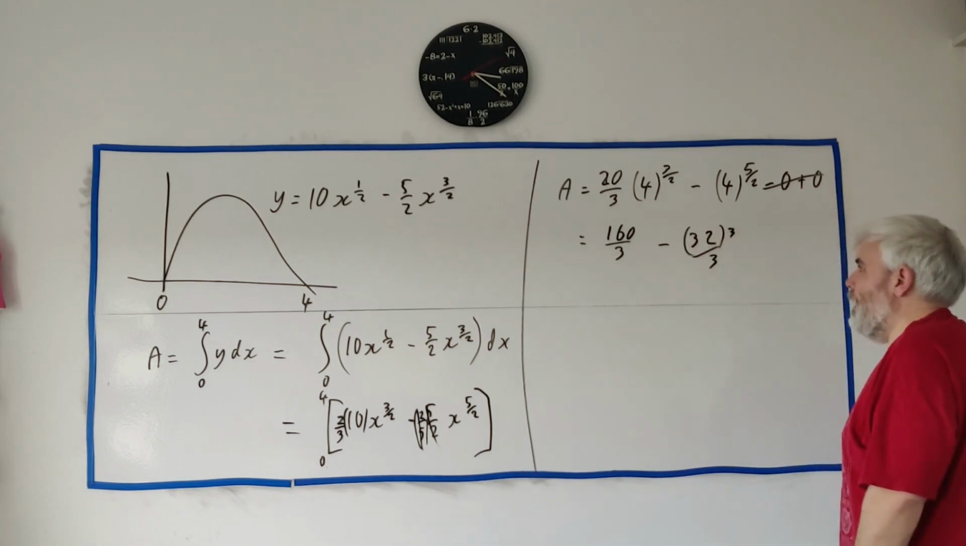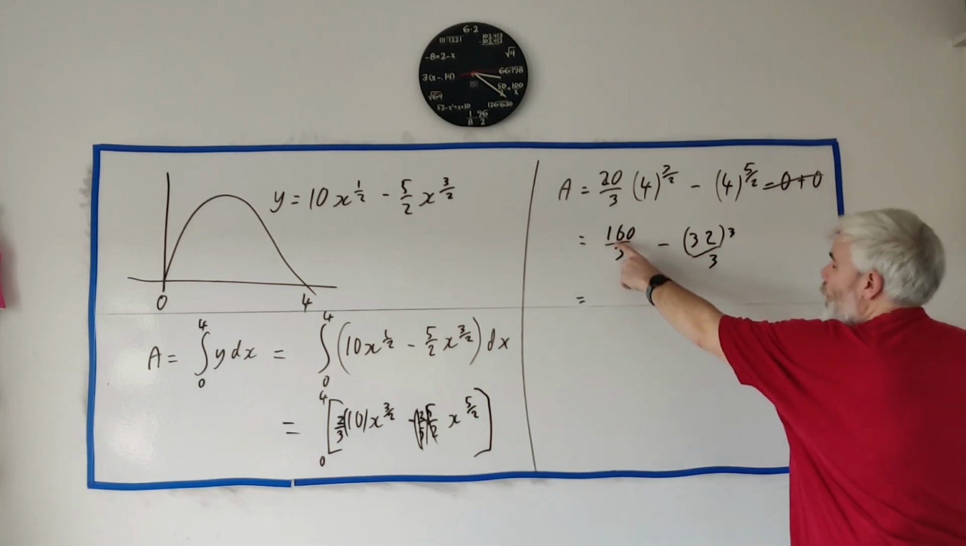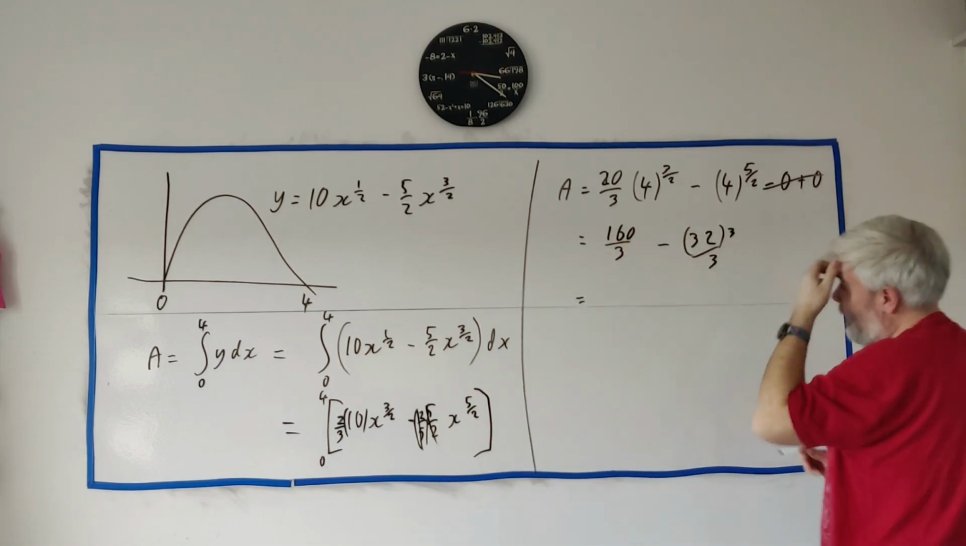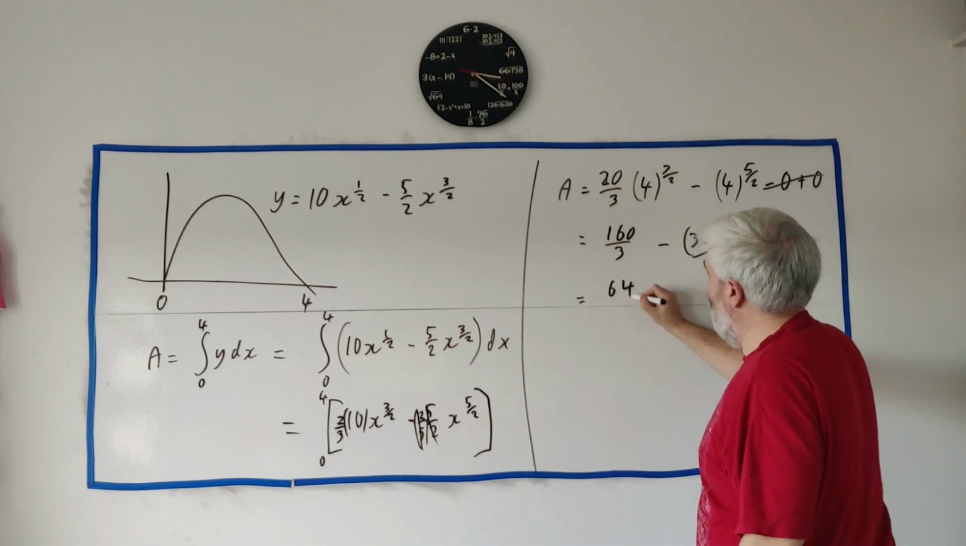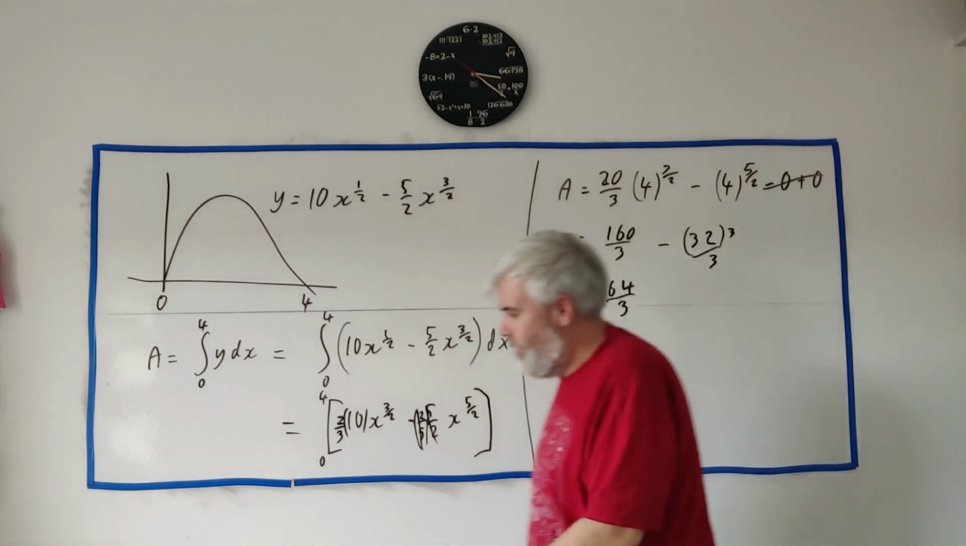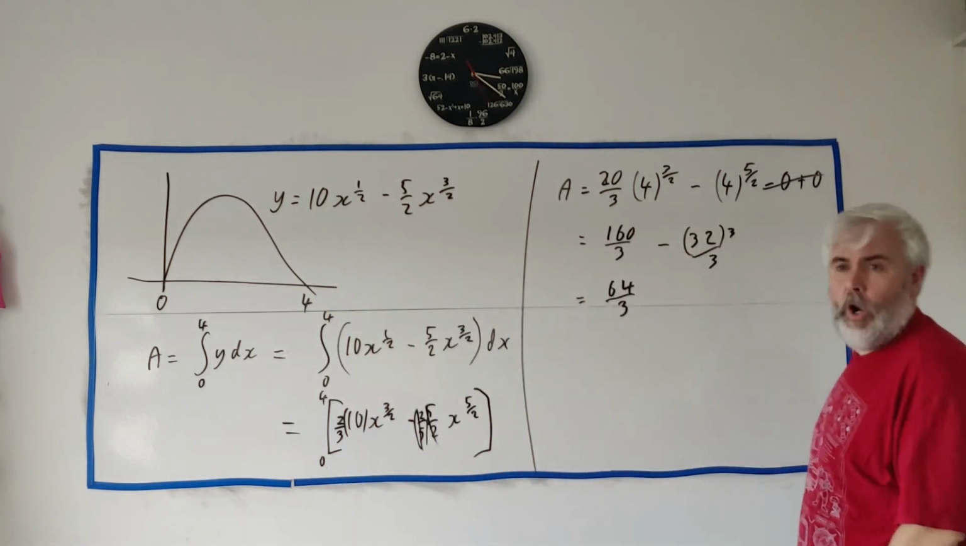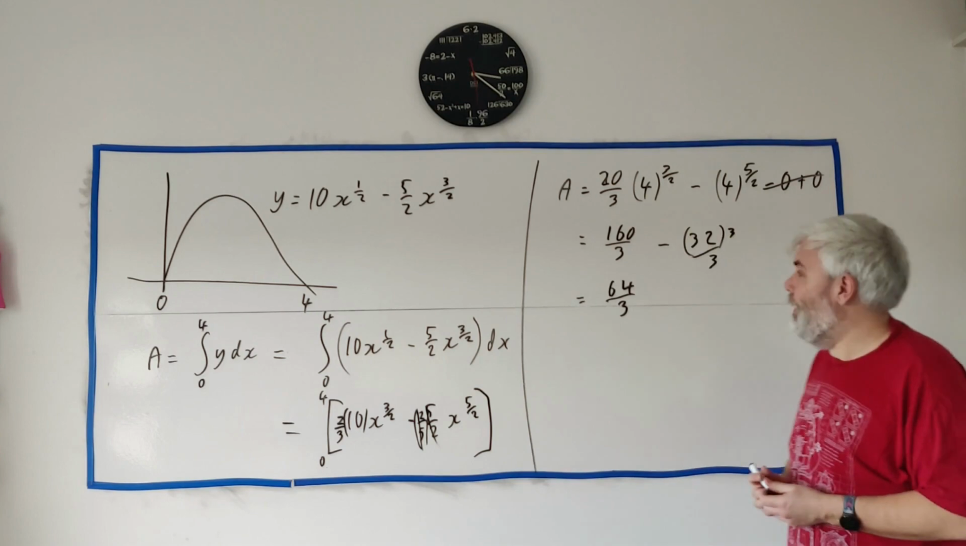Multiply that by 3 and we get 96. 160 minus 96 is 64 over 3, and that doesn't simplify. That's our final answer. Yes, that's the answer I got earlier. That's it. That's all for this question now that I think about it.